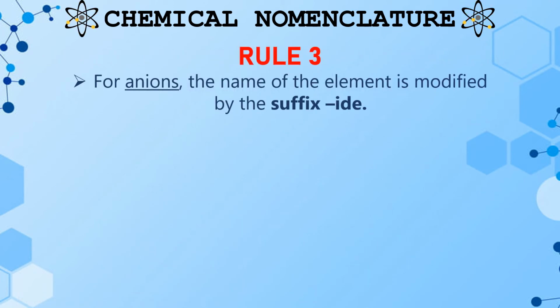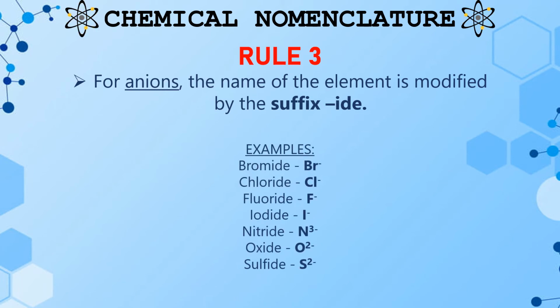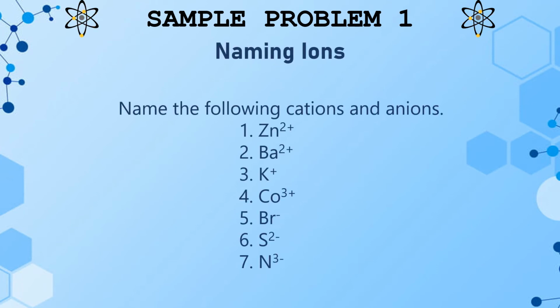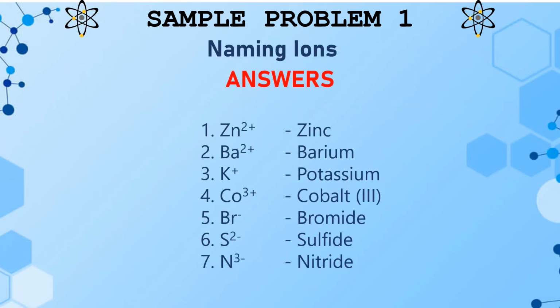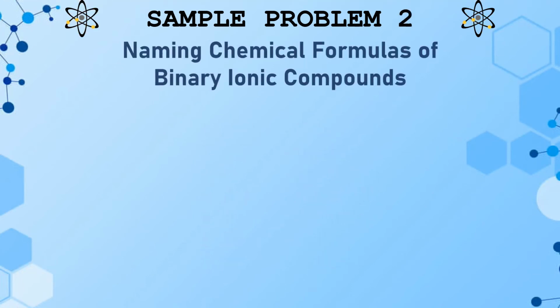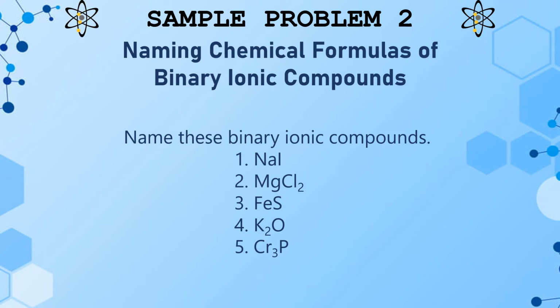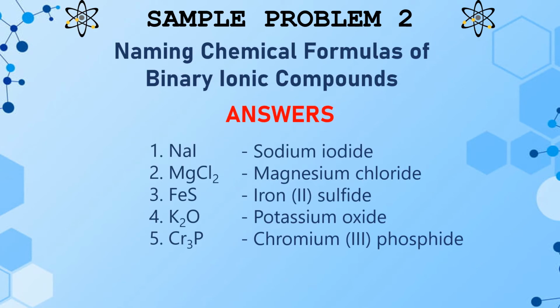Rule number 3. For anions, the name of the element is modified by the suffix -ide. Examples are. Take a look now at sample problem number 1 about naming ions. And the answers are. Check out this sample problem on naming chemical formulas of binary ionic compounds. And the answers are.